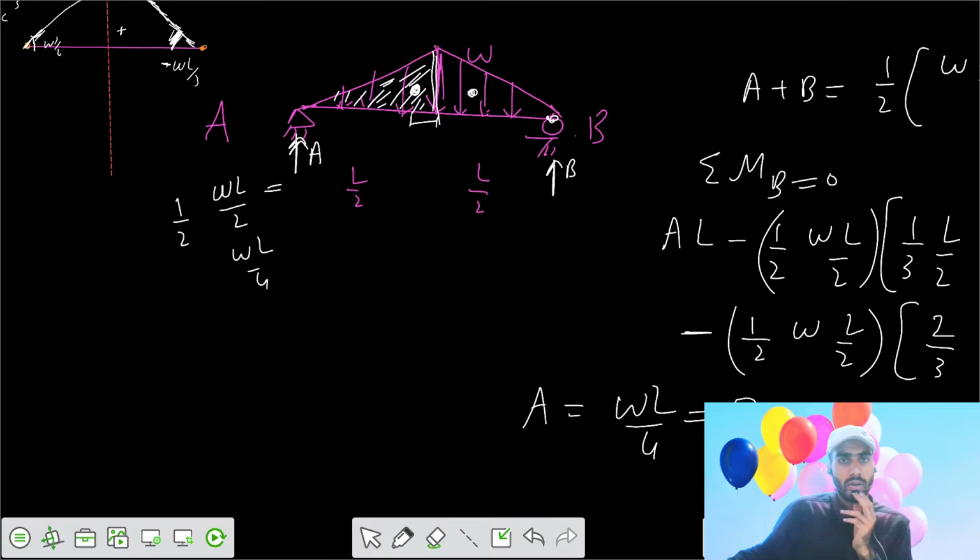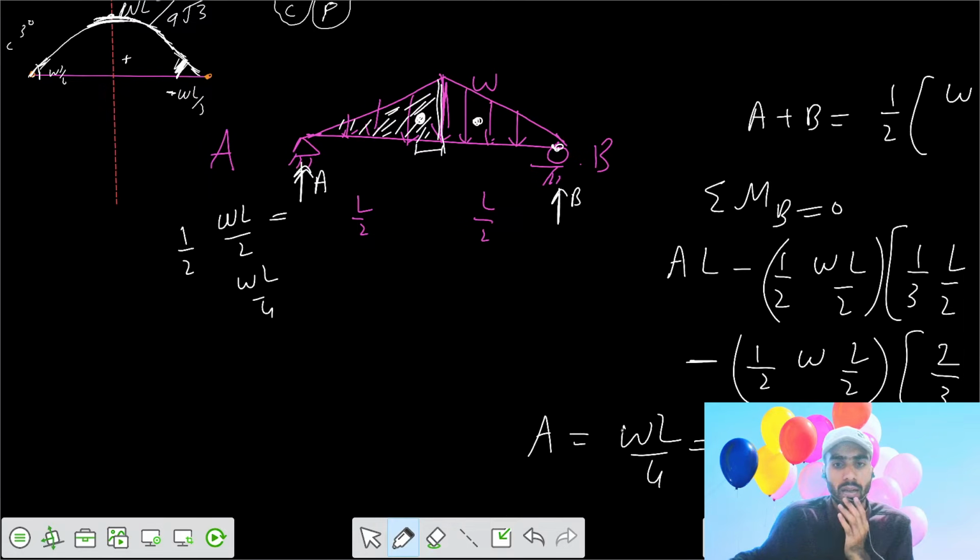Now, since we can directly say that the beam and loading are symmetric, your shear force diagram is not symmetric. That means one part has to be upwards and one part has to be downwards.